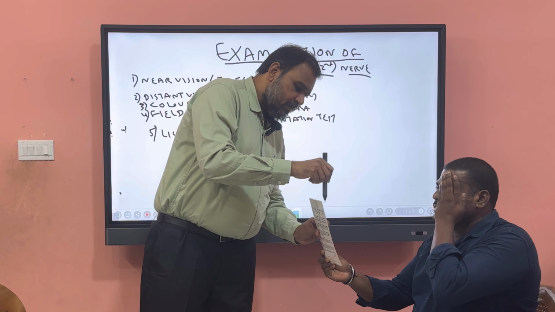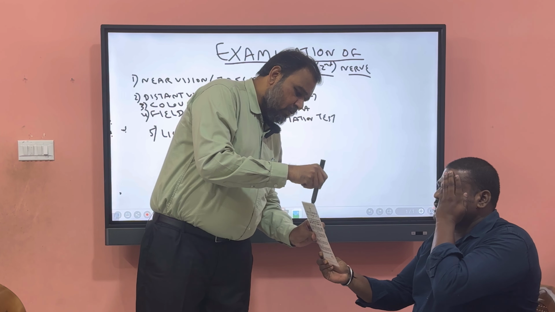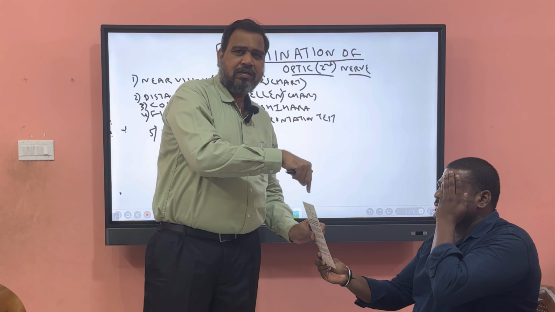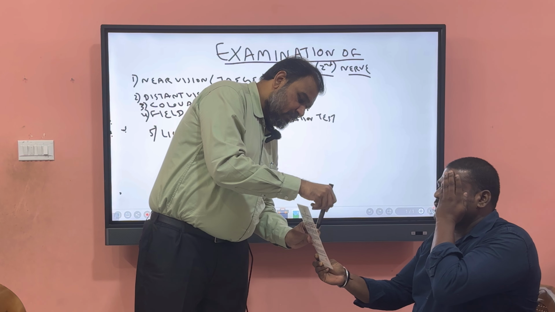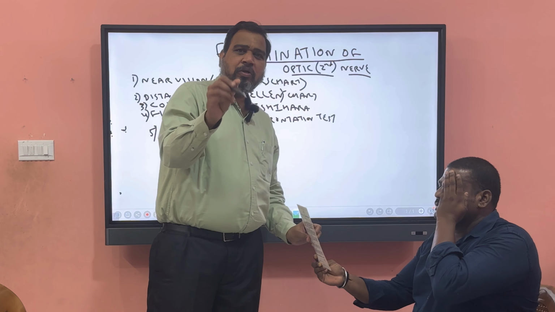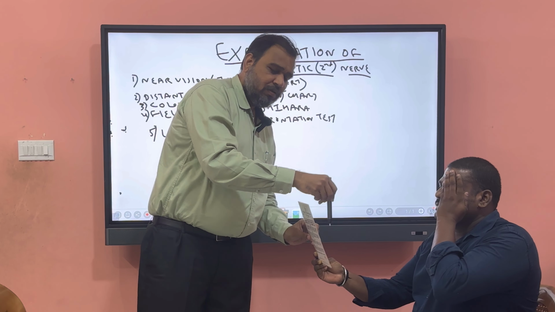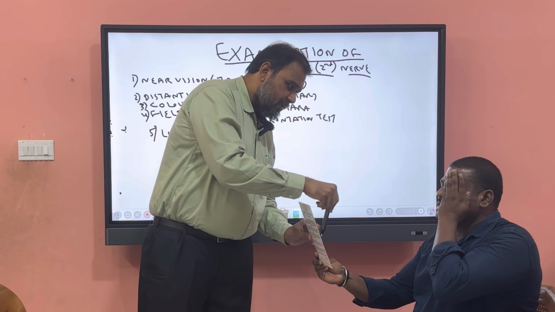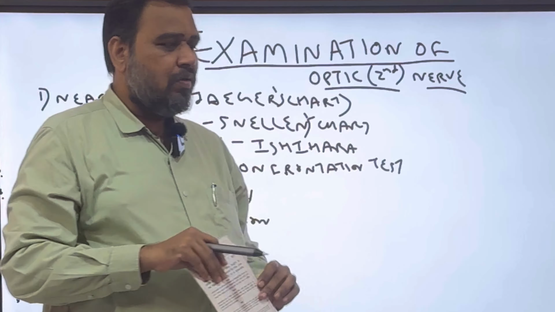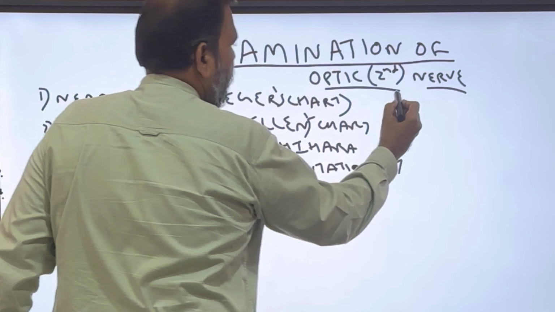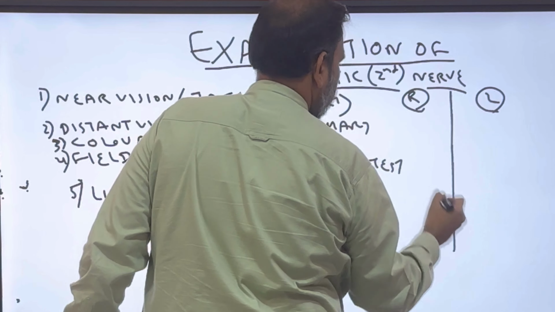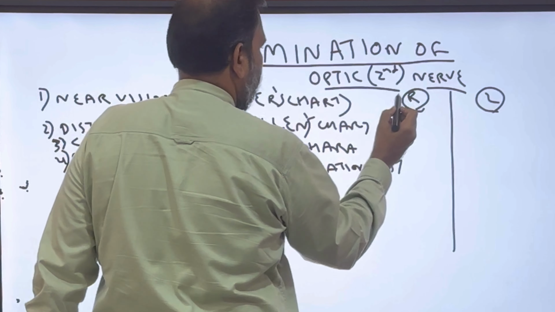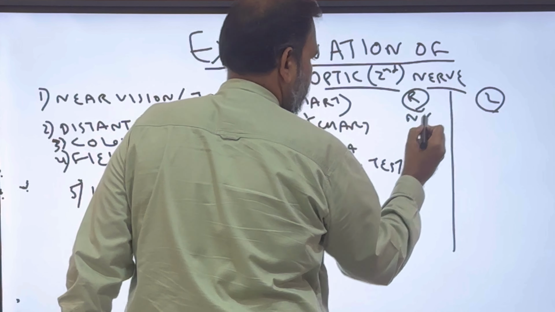Read this. Okay, so Ranjit is able to read N36. Okay, so he is able to read N12. Now I am going to the bottom one. Read this. Okay, you can see? Okay, so N6. So for near vision, always do right and left. And Mr. Ranjit, near vision by using Jaeger's chart, right eye is N6.